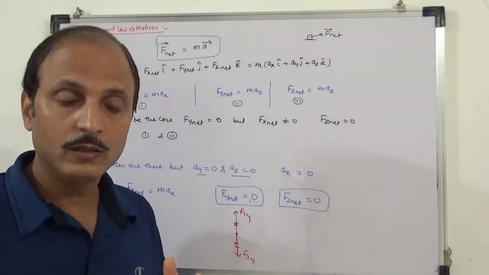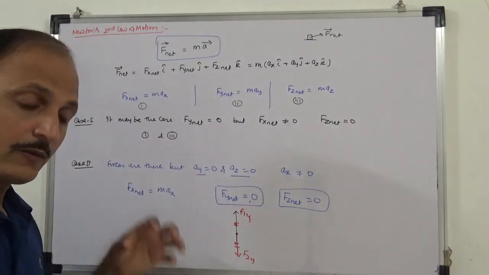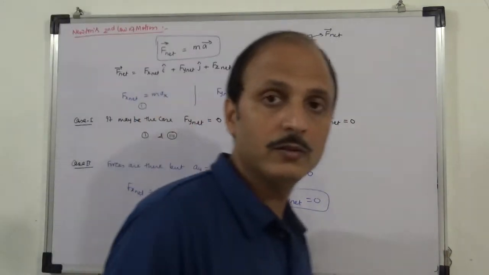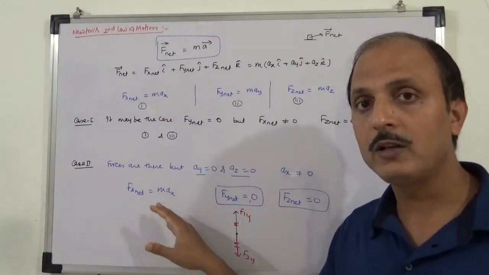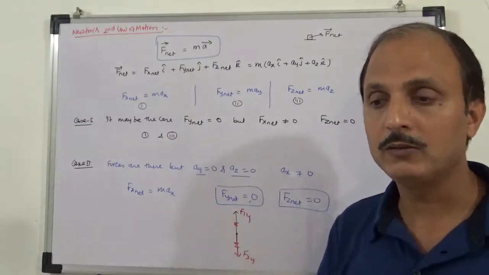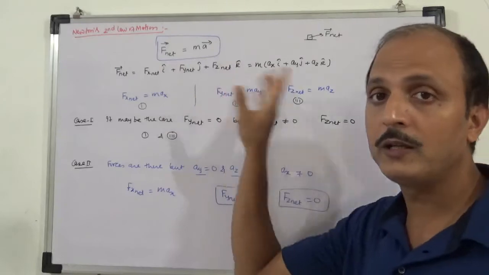It is possible. If force is not there, then acceleration will be 0. But if forces are there in a particular direction, then acceleration may be 0. So look here: in the direction in which there is force, the acceleration will be only in that direction. In the direction in which there is no force, there will be no acceleration. And these are the outcomes from this particular equation.